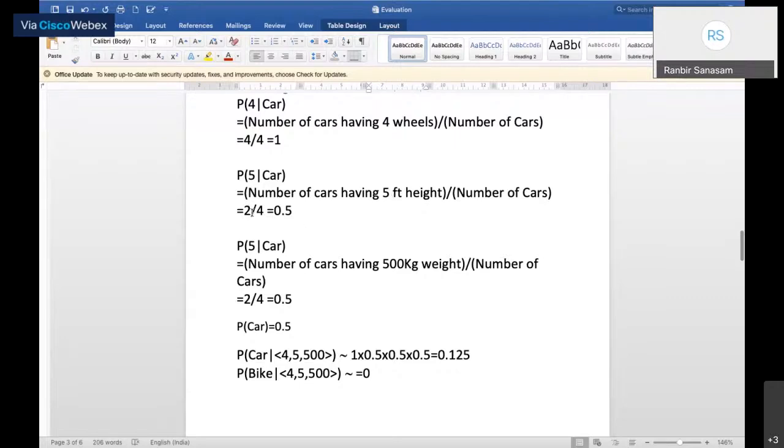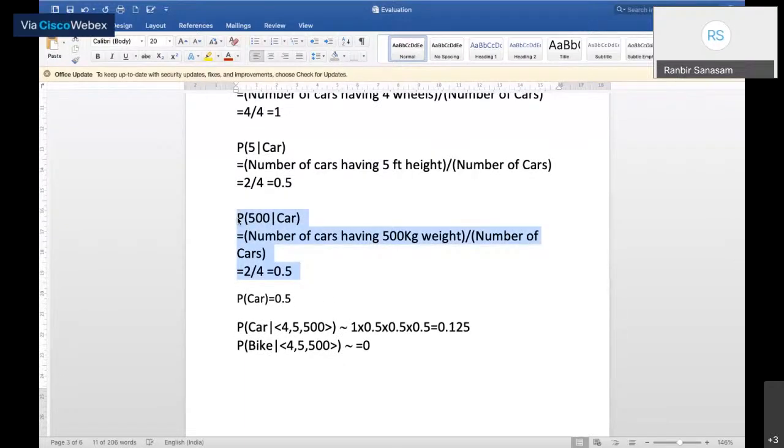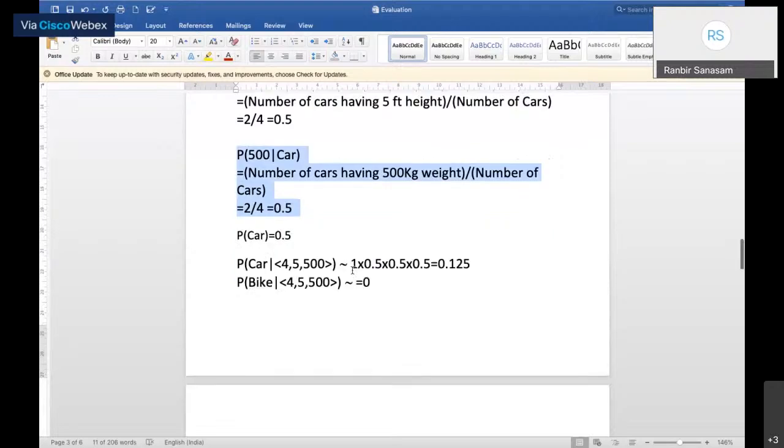There are 2 cars with 5 feet. Likewise, how many have 500 kg of weight? There are 2 cars with 500 kg of weight. So by simply counting, I'm finding, given these vehicle features, the probability of being a car is this, and the probability of being a bike is this. So this vehicle is a car. Okay. So this is the naive Bayes classifier.